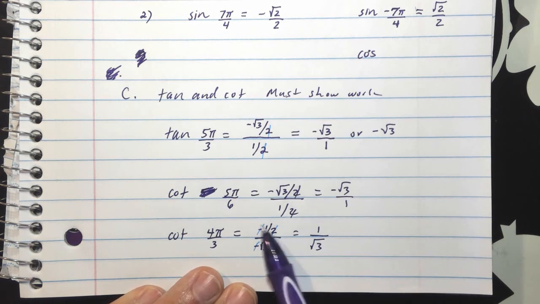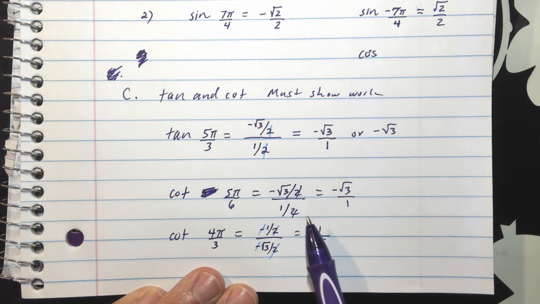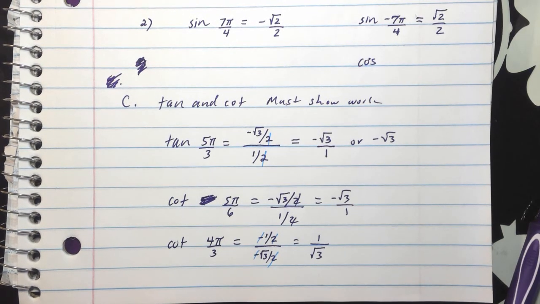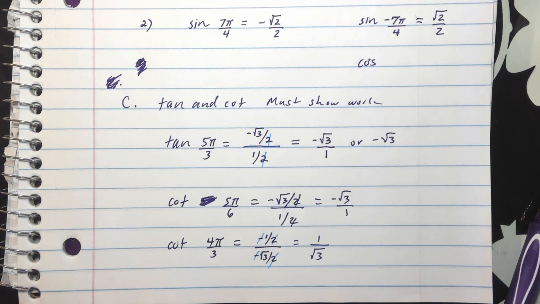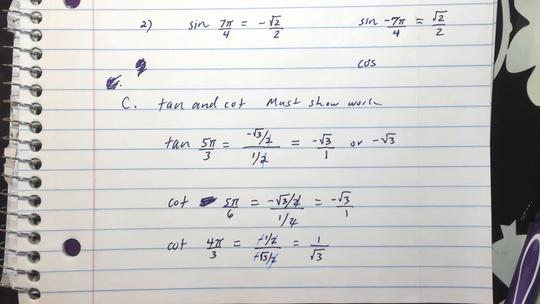So, initial answer, show the canceling. That looks like a 4. That's a 2 that's been canceled. I should have used a different color. Sorry, guys. So, part C. That's the only part, I think, where you have to show any kind of work. It's not that hard, but it is the hardest. Tangent and cotangent is the hardest of the 6 trig ratios.